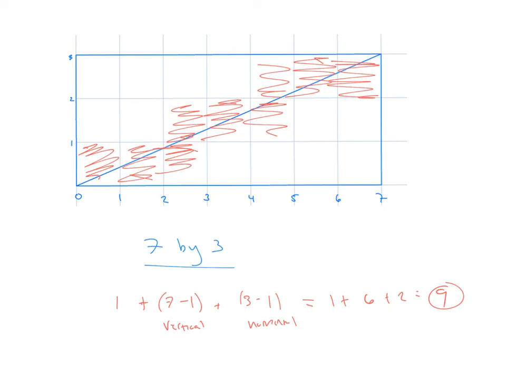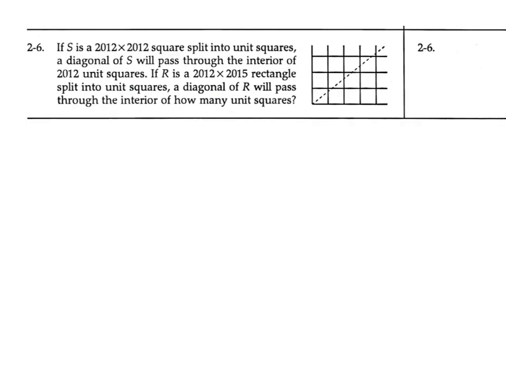So I think now we have the tools to actually solve the main problem. All right, so here's that problem again. We're trying to find how many unit squares the diagonal of a 2012 by 2015 rectangle will go through. The first question we ask is, are those relatively prime? With a little examination, I think you'll see that they are. So what that means is we can use our rule.